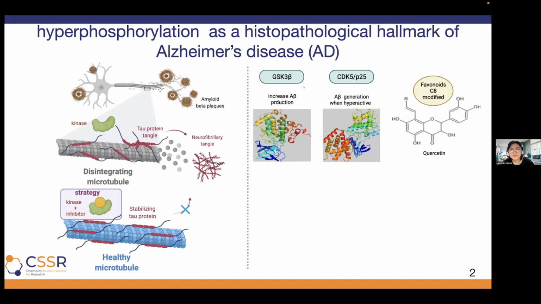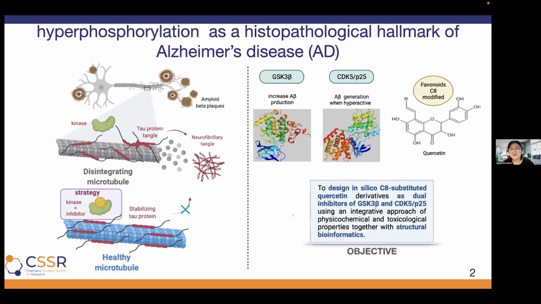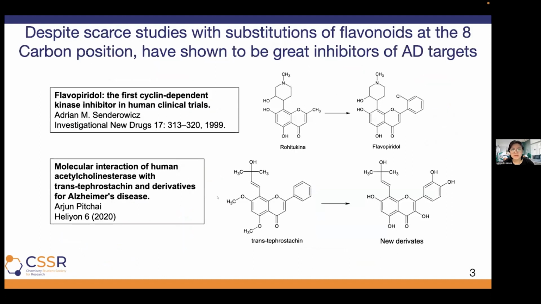Our proteins are GSK3B and CDK5B25 based on literature review, because their activation or over high activation is related to the overproduction of beta amyloid. As ligands, we will present you some flavonoids modified in the carbon 8 position, and our base skeleton will be quercetin. Our objective is to design in silico carbon 8 substituted quercetin derivatives as dual inhibitors for both kinases using a toxicological and structural bioinformatic approach.